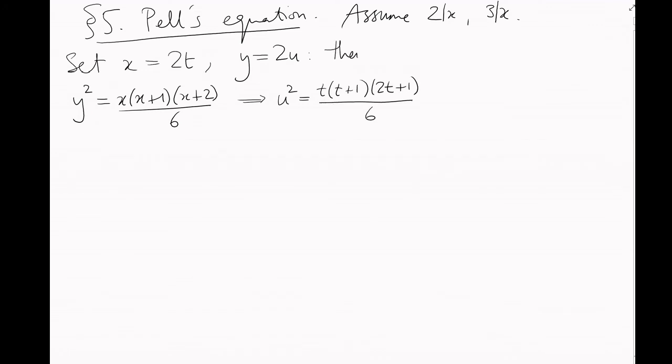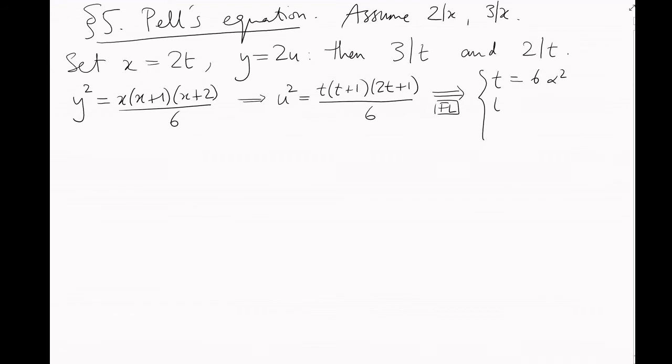Now in this equation, t is still divisible by 3, and 2t plus 1 is always odd, so the factor of 2 must occur in either t or t plus 1. But if t is divisible by 3 and t plus 1 is divisible by 2, we get the same easy contradiction as in section 3. So t must be divisible by both 2 and 3. Okay. The fundamental lemma now gives us t equals 6 alpha squared, t plus 1 equals beta squared, and 2t plus 1 equals gamma squared, for integers alpha, beta, and gamma.